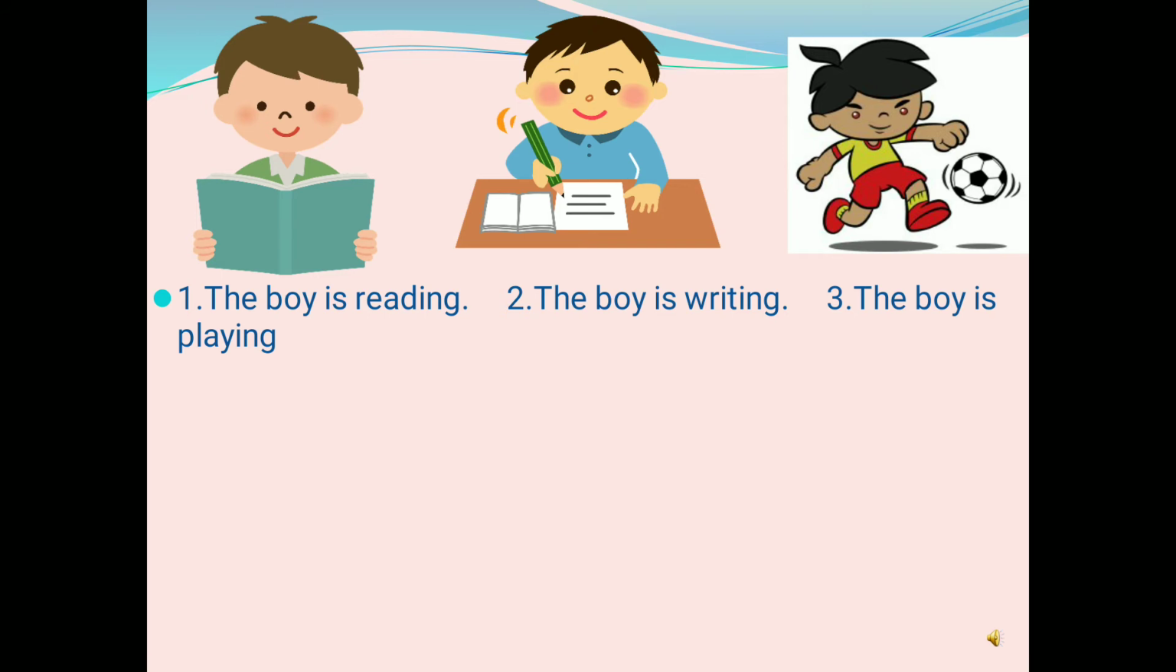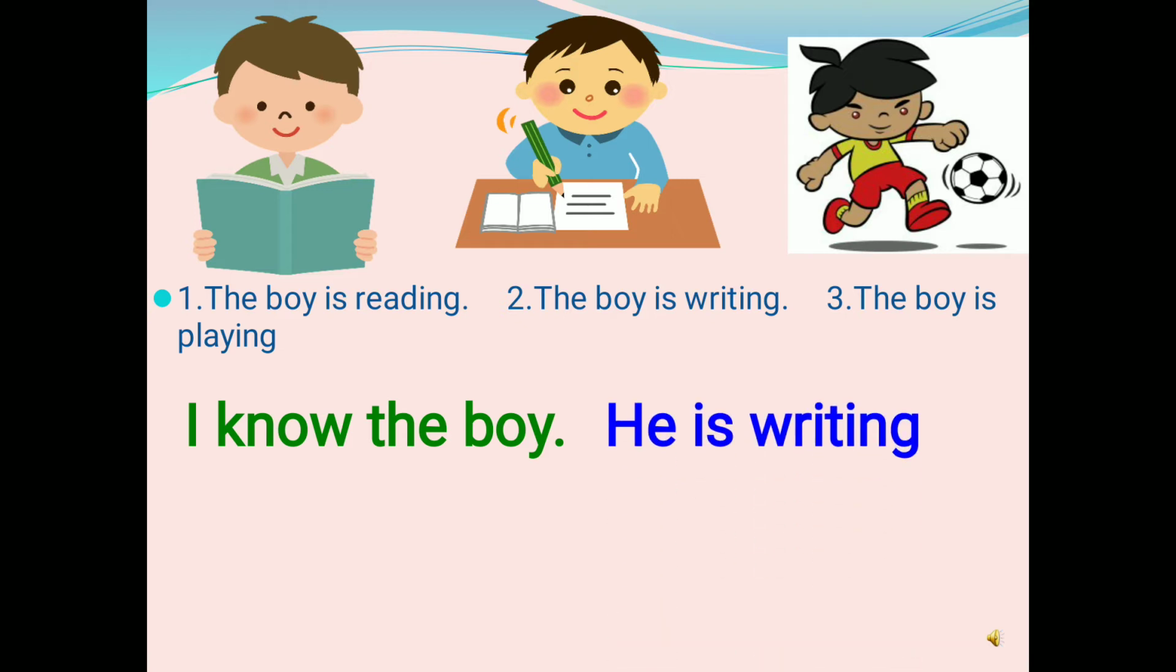Now, if you know a boy, you know only one boy. I know the boy. Which boy do you know? For example, if you know the second boy, what is he doing? He is writing. I know the boy. He is writing. There are two different sentences. Each has its own meaning. And two sentences are independent. They are not dependent on each other. They give their own meaning.